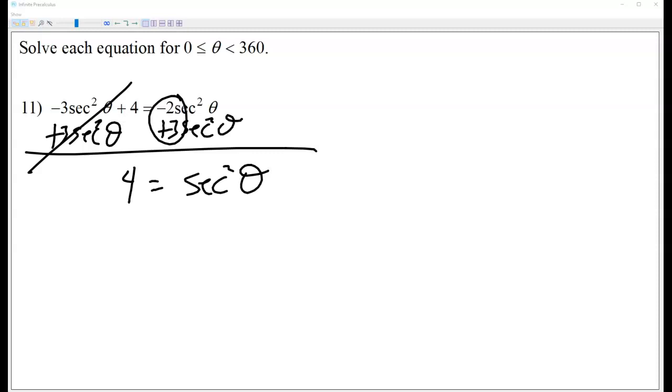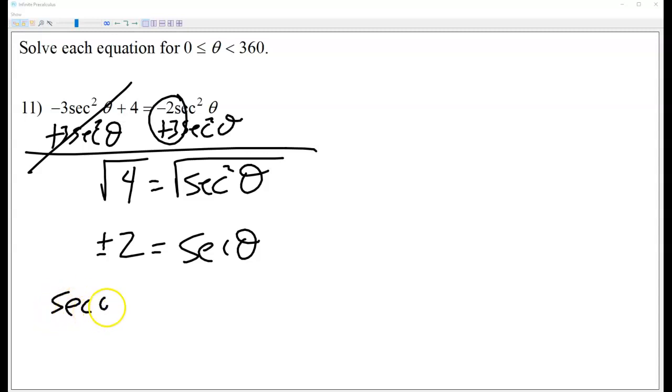And now we've got the secant by itself, so we're going to square root both sides, which gives me the following. Secant theta equals plus and minus 2. So I have two equations here. So we have secant theta is equal to 2, and we have secant theta is equal to negative 2.